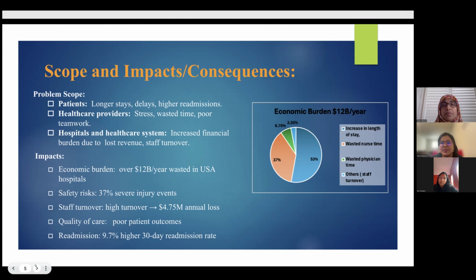Around 53% is because of increased length of stay, 37% because of wasted nurse time, and 6.7% due to wasted physician time. Due to high nurse turnover, hospitals lost $4.75 million on training, an economic loss which also decreased staff stability. And poor communication also increased severe injury cases by 37%.